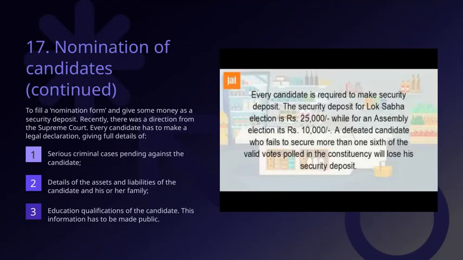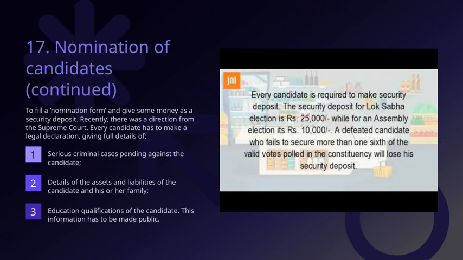Now, let's continue with the nomination process. When a candidate wants to stand for election, they need to fill out a nomination form. Along with that, they are required to provide a security deposit, which is a certain amount of money. This helps ensure that only serious candidates enter the race. Recently, there was an important direction from the Supreme Court that added more transparency to this process.